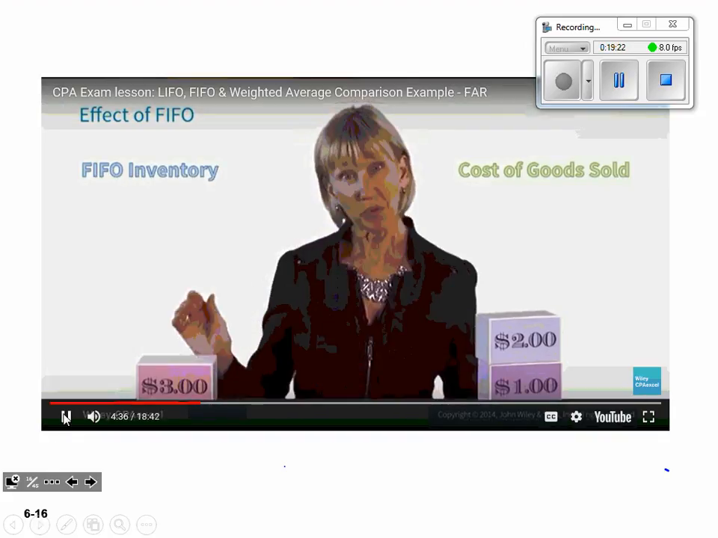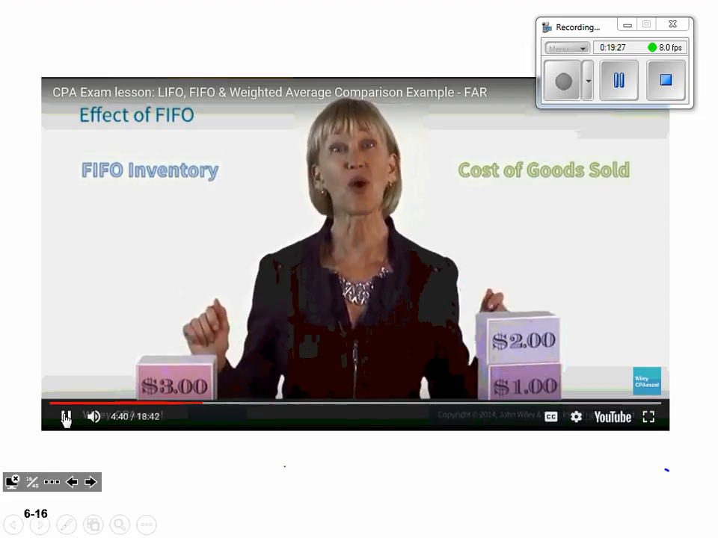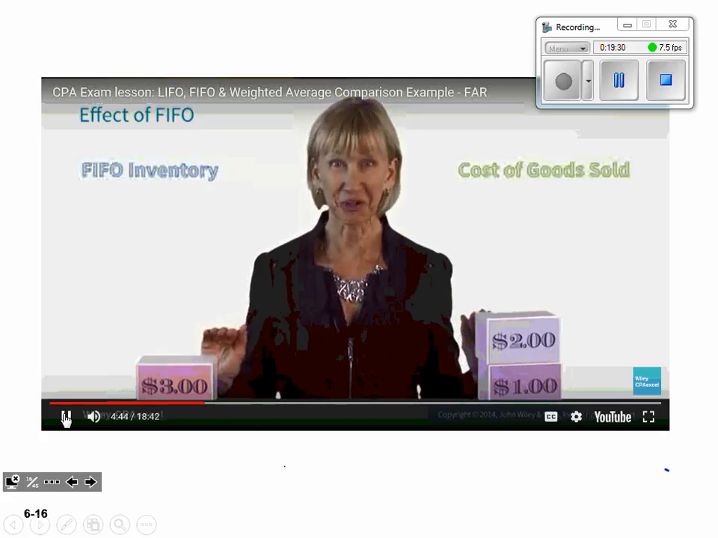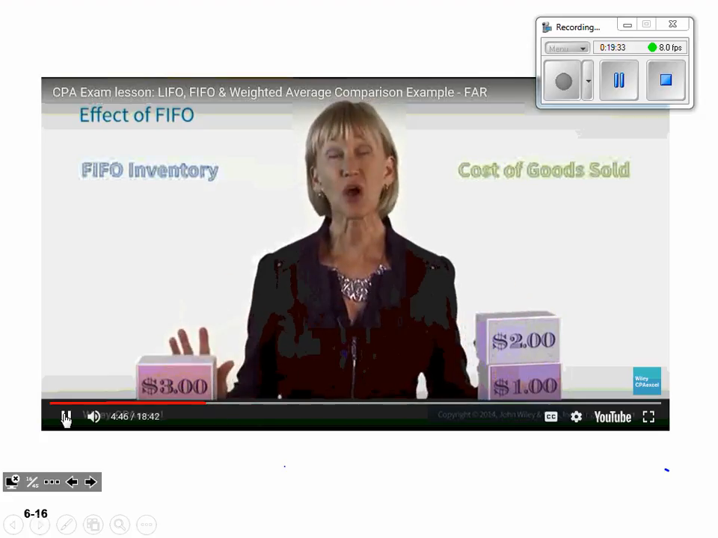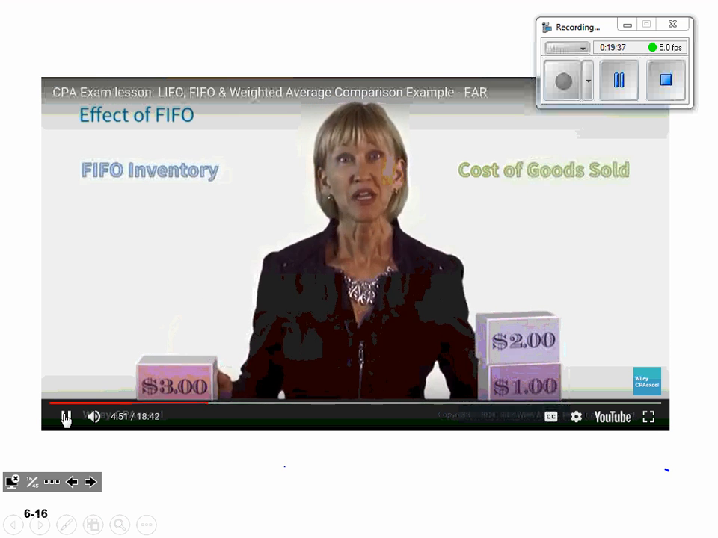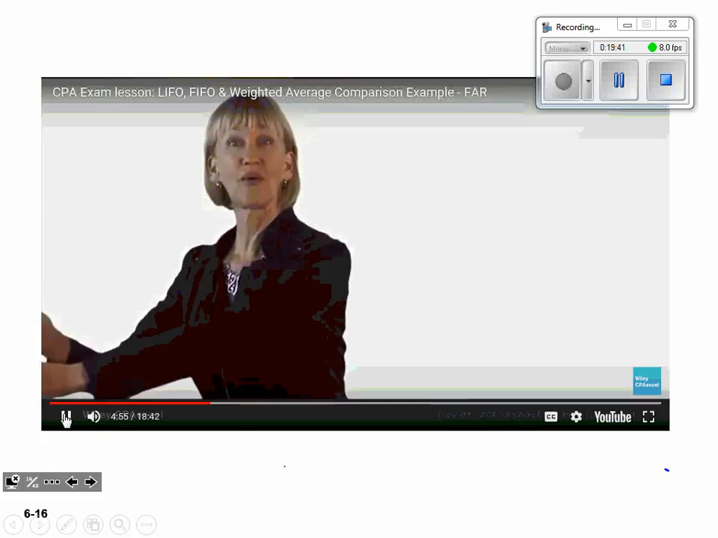Remember, FIFO, first in, first out, is the flow of inventory. Specific identification is the physical flow of goods. So you get the flow that we are assigning, the manner that we are assigning value to inventory. So let's go ahead and start all over again.